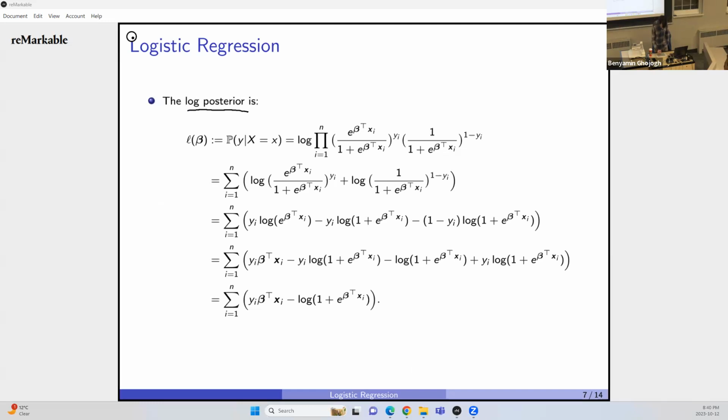So this multiplication becomes a summation, and the logarithm goes inside. I will have the logarithm of this term, and also the logarithm of this term. This power comes in front of the logarithm according to the properties. Also, I know that the logarithm of a over b is the logarithm of a minus the logarithm of b. So I can simplify the fraction in the logarithm. I will get this.